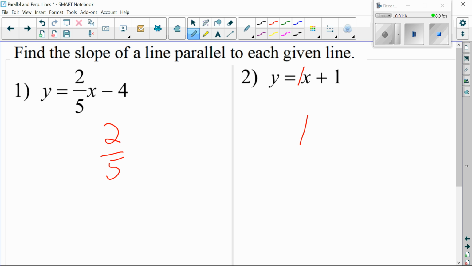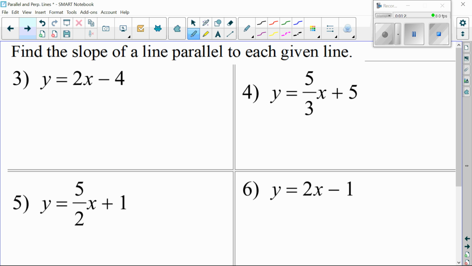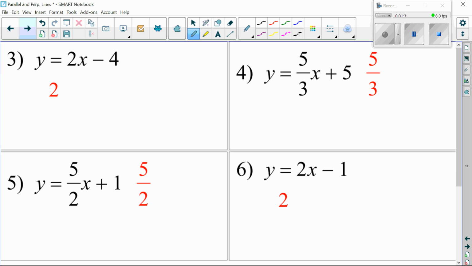Take a look and see if you can find the slopes to these 4 problems. All right, so this should be your answer for all 4 of these. This is finding the slope of a line that's parallel. And remember, it's just the same slope.